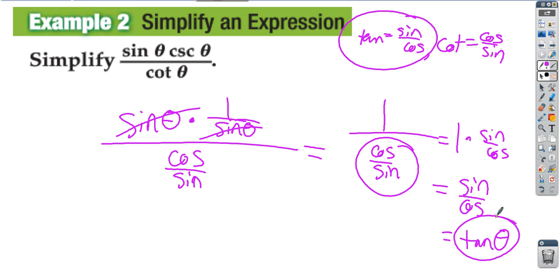How do you know when you're done simplifying it? Usually when you're down to just a single thing. So obviously tan theta is much, much simpler than that mess that we started with. That's usually the signal that you're done. You really can't simplify any more past that.